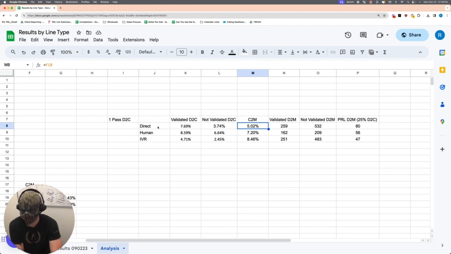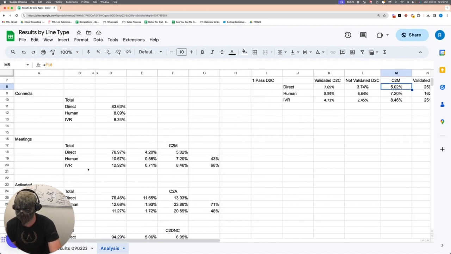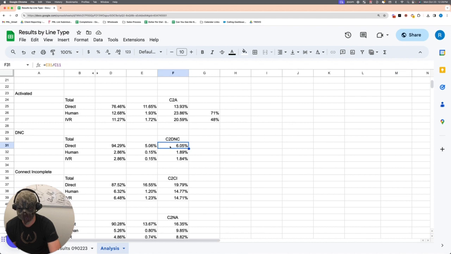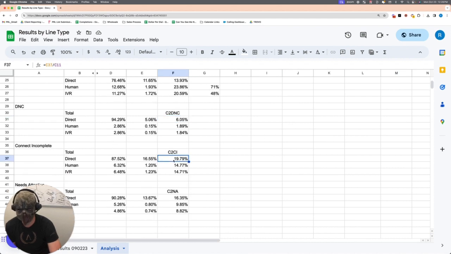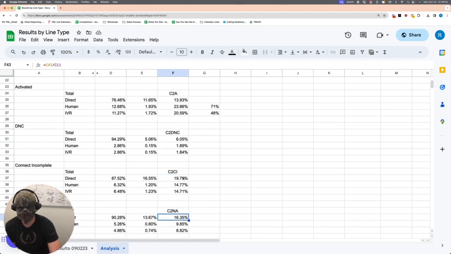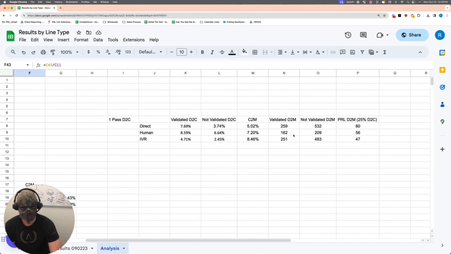And then furthermore, there's the percentage of them that are actually asking you not to call them anymore. You get a higher percentage of all of these in the direct line, causing the total number of dials that it takes for you to schedule a meeting to be much higher with the direct line than the IVR and the human transfer. And this is on the validated side and the not validated side.